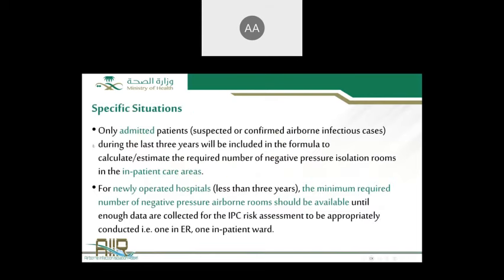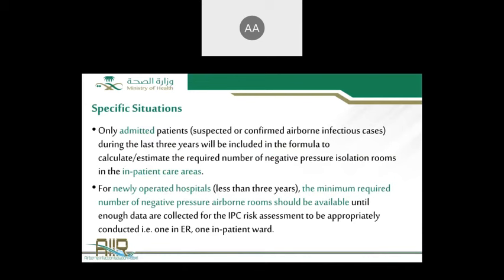For the specific situation, we should know that we need only admitted patients. Suspected or confirmed airborne infectious cases during the last 3 years will be the only ones included inside this formula. We can calculate and estimate the required number of negative pressure isolation rooms for the healthcare facility for the patient care area.